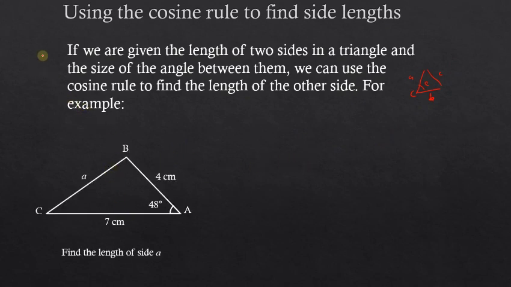So this is just case one. We'll look at case two too. In case one we have two sides, 4 and 7, given, and the angle between them is also given, which is 48, and we are asked to find this side.